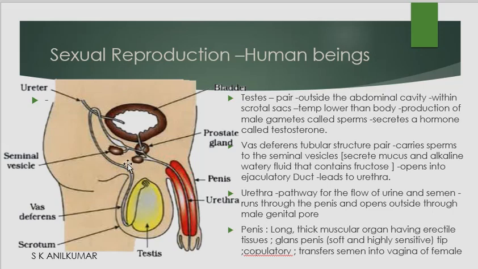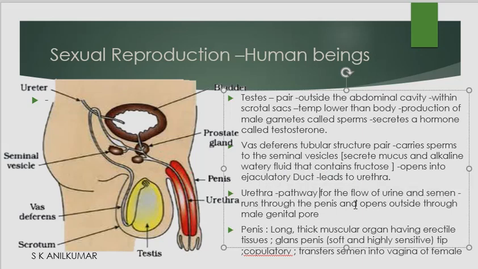The seminal vesicle opens into the ejaculatory duct, which leads into the urethra. What is the urethra? The urethra is a pathway. In this pathway, the flow of urine and the flow of semen both happen through the urethra. So it is a pathway.